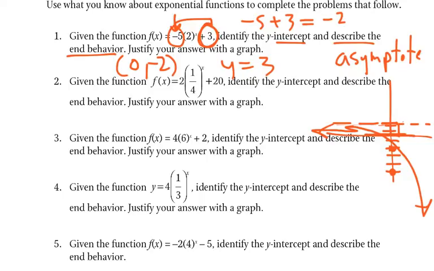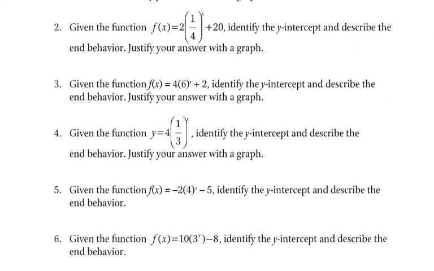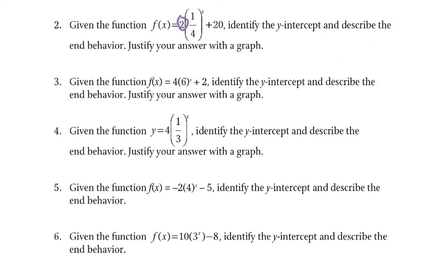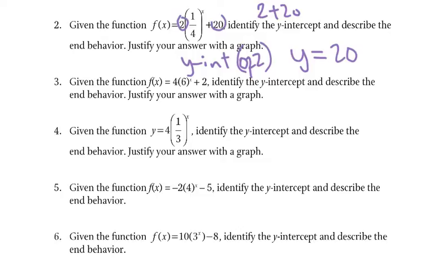Okay. Number 2, 3, 4, and 5, basically the same idea going on here. Okay. So I'd go 2 plus 20. So I have an asymptote at y equals 20. And then I have a y-intercept at (0, 22). If I were to draw the graph, I'd go clear up to (0, 22), and then it's got a fraction, so it'd actually be going down like this.